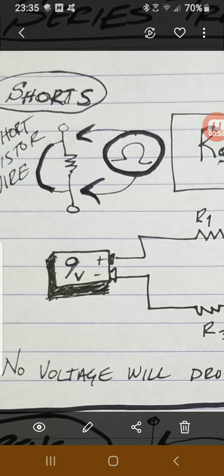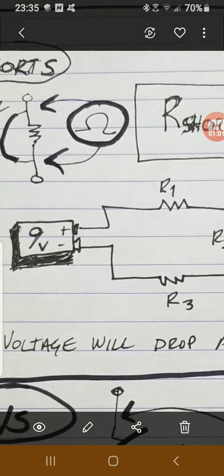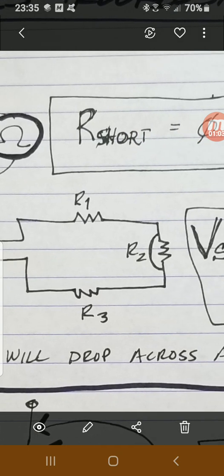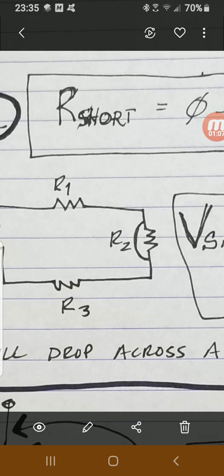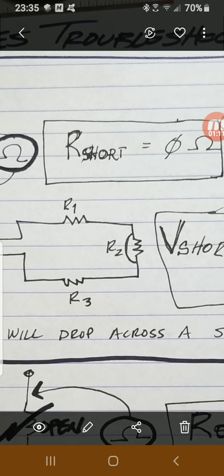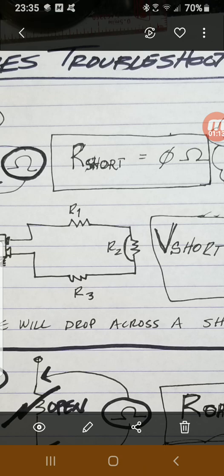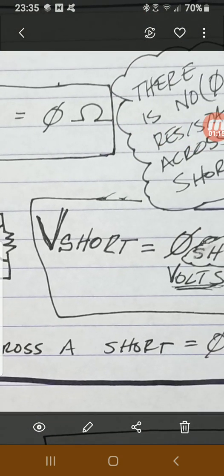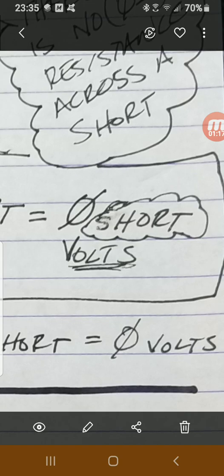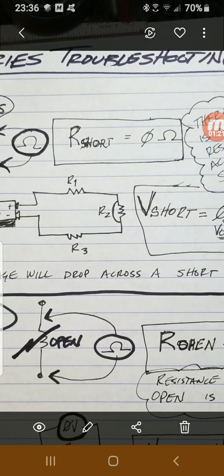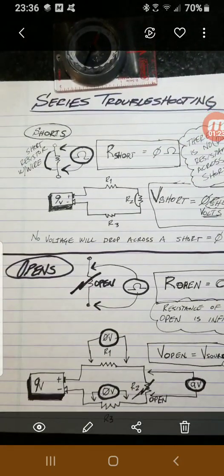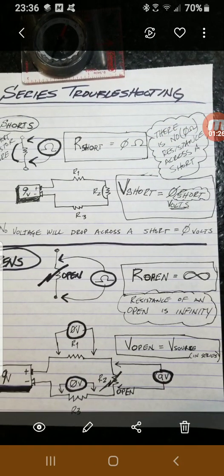And then likewise, if I were to put a source on this, in this case I'm just drawing a 9-volt battery, with R1, R2, R3 in a simple series circuit, and I were to take that same wire and short it across my R2, we know that electrons will follow the path of least resistance. And the voltage that I would read across a short would also be 0 volts. If there's no resistance there, there's going to be no volts for it to drop across. So no voltage will drop across that.